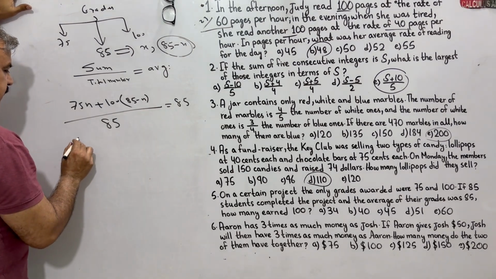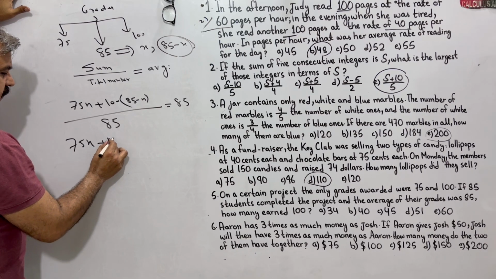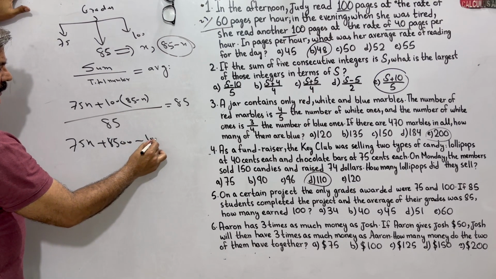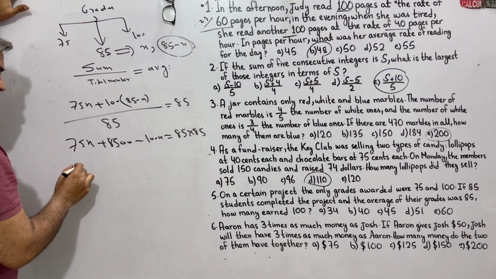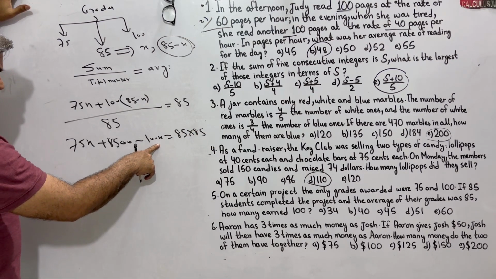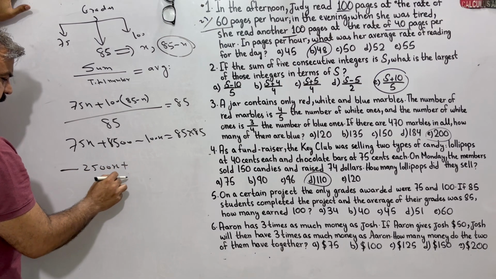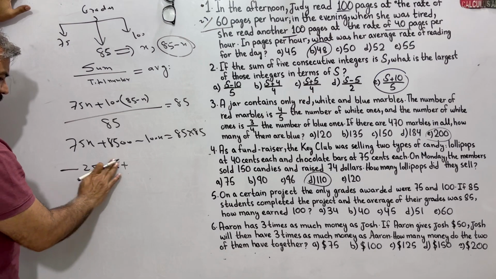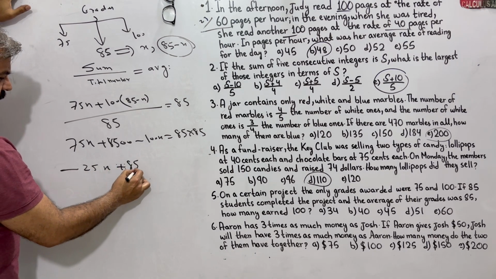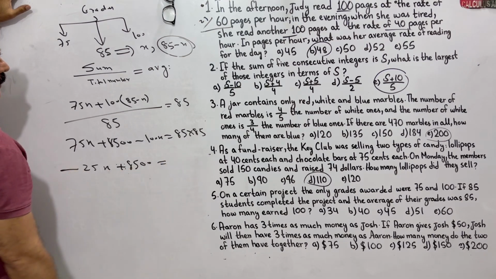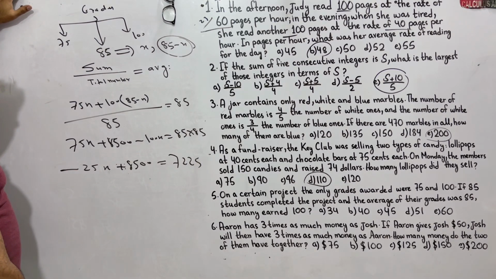Shift 85 here. It will become 75X plus 8500 minus 100X is equal to 85 times 85. I have 75X minus 100X, which becomes minus 25X, plus 8500. Multiply 85 into 85. If I am not wrong, 7225 is the figure for this.